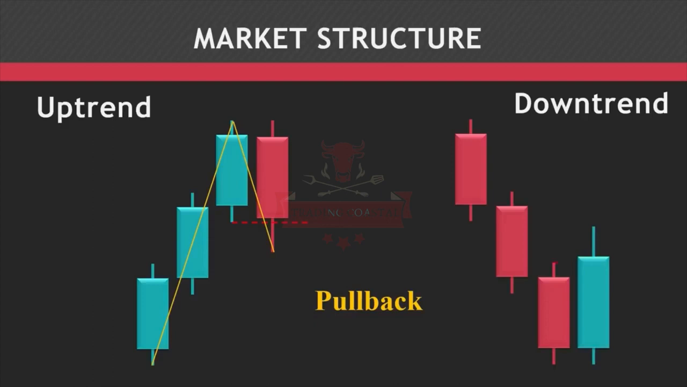In the same way, in the bearish scenario, a valid pullback is identified when a candle breaks above the highest point of the previous one and sweeps liquidity. Now let's see some more examples for better understanding.